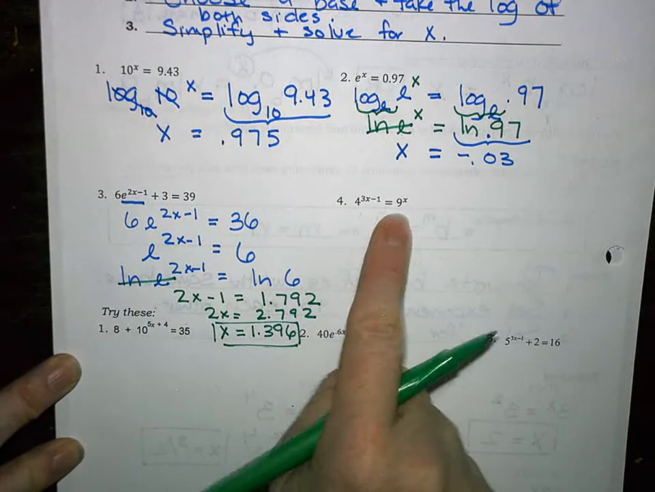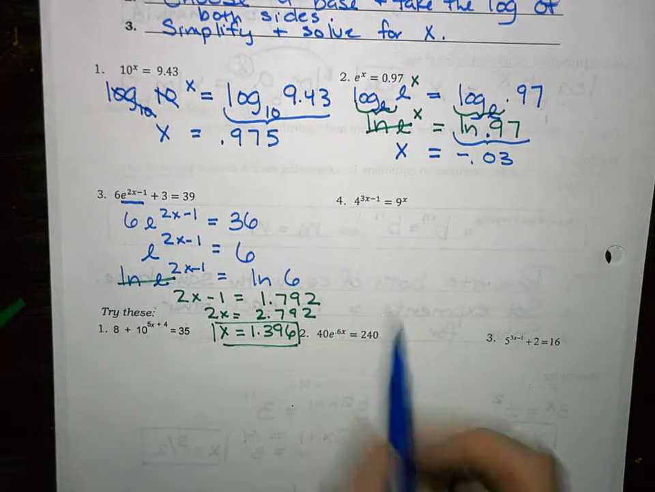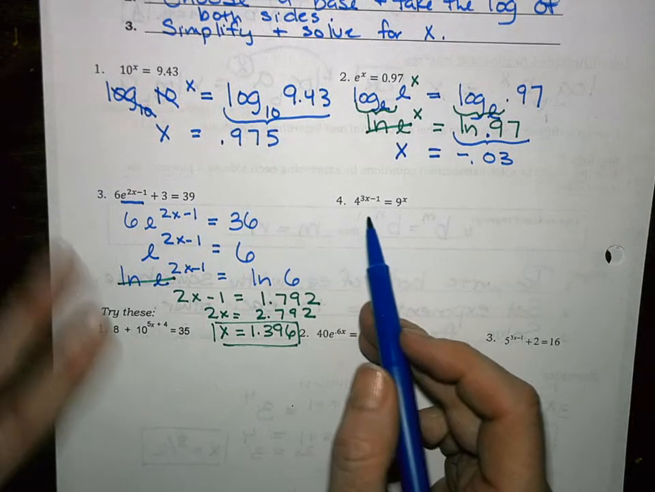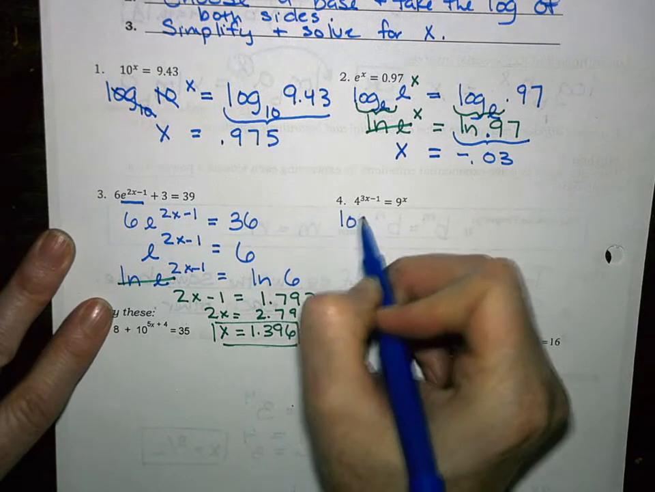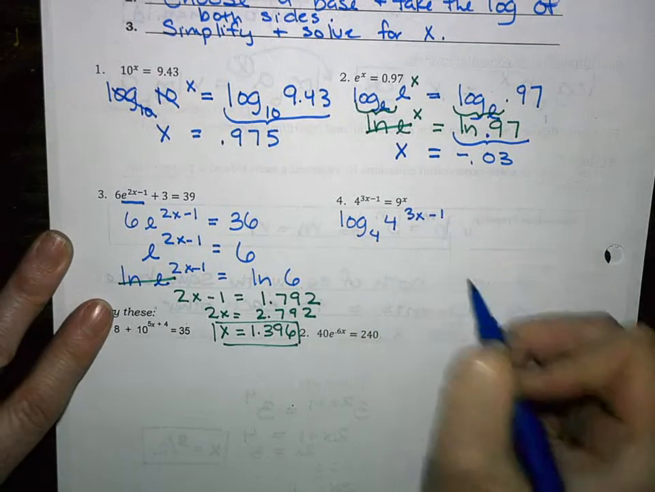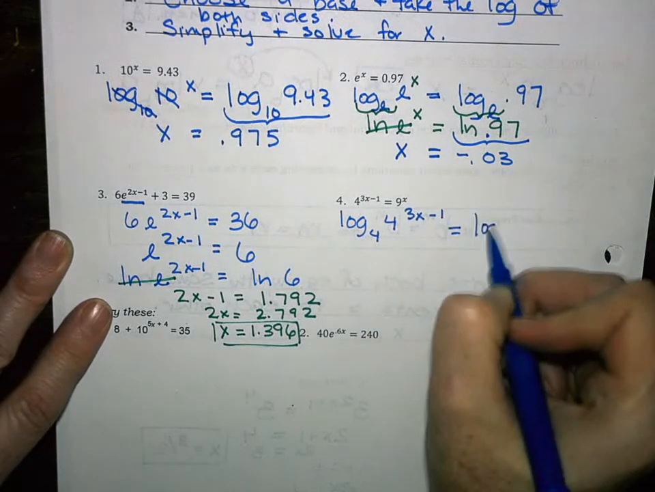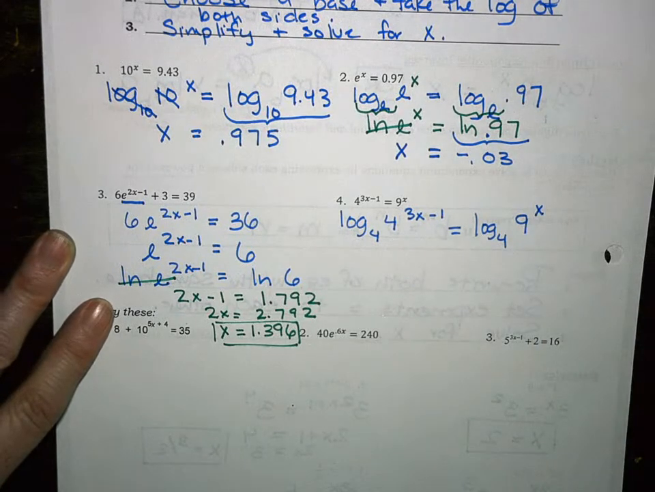Okay, so that is the answer solving for x. Let's do one more, with 2 different bases. How is this going to work? Well, I want to get to the x. So I'm going to choose the log base 4. I'm going to take the log base 4 of 4 to the 3x minus 1. Now I have to take the log base 4 of the other side, just like algebra.